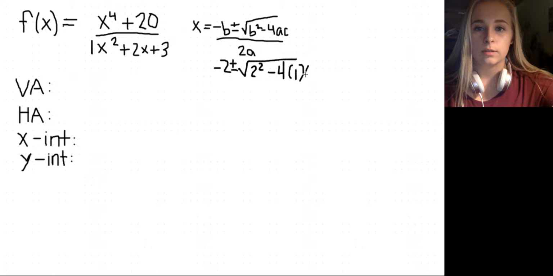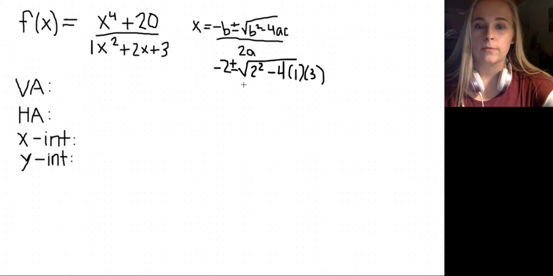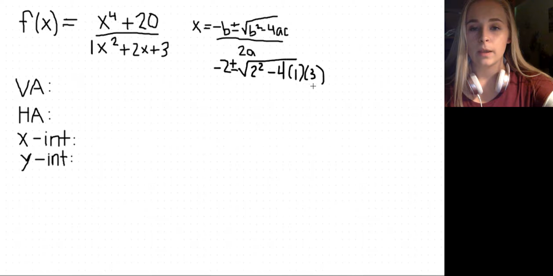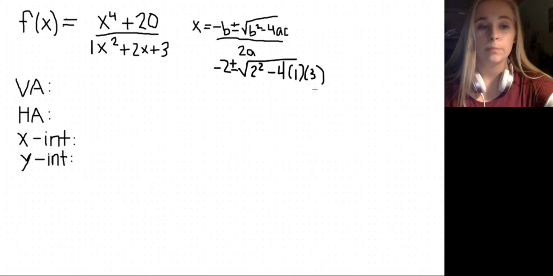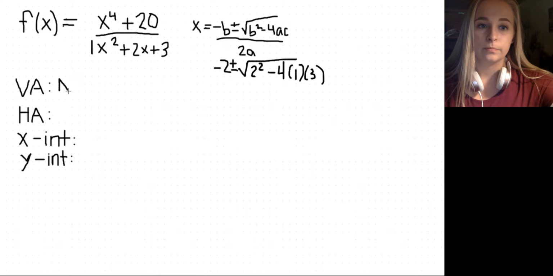So I'm actually going to stop right here and look at this really quick and kind of think logically. So we have 4 here, which is 2 squared, and then minus 4 times 1 times 3, which will be negative 12 with the minus sign. So it would be 4 minus 12, which is negative 8. And we know that we can't take a square root of a negative number without having an imaginary number. So that means that there will be no vertical asymptotes. So let me write in none for those, and we will move on to see if we have any horizontal asymptotes.